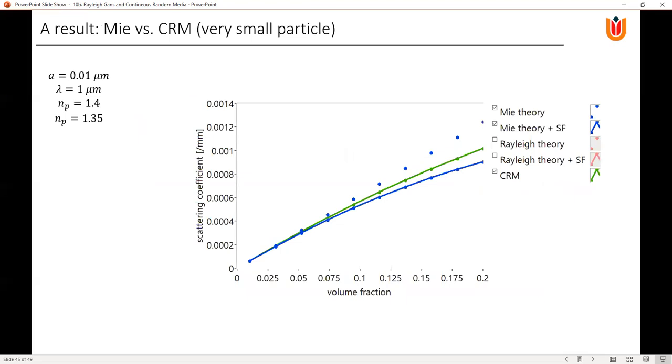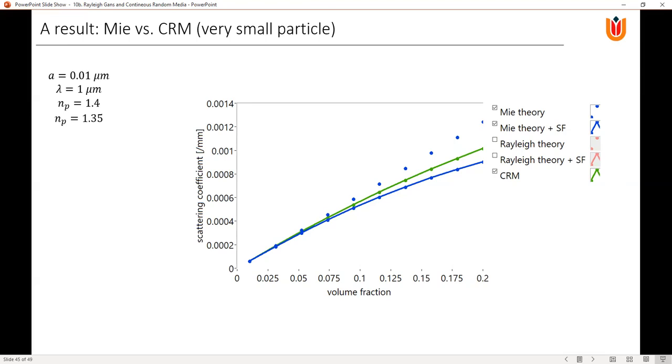So this is a try that I did earlier on. On the horizontal axis is volume fraction. On the vertical axis is the scattering coefficient in per millimeters. It's small numbers because the particle is small. The refractive index difference is not that large. If you use Mie theory, just Mie theory, no structure factors at all, then the blue dotted lines would be the result. So a linear increase of the scattering coefficient with volume fraction.